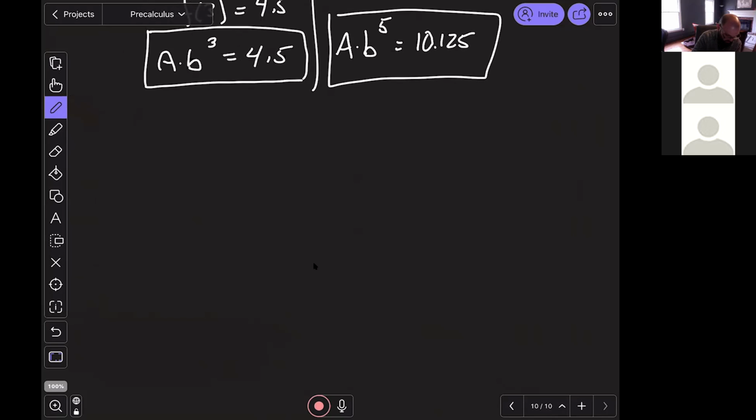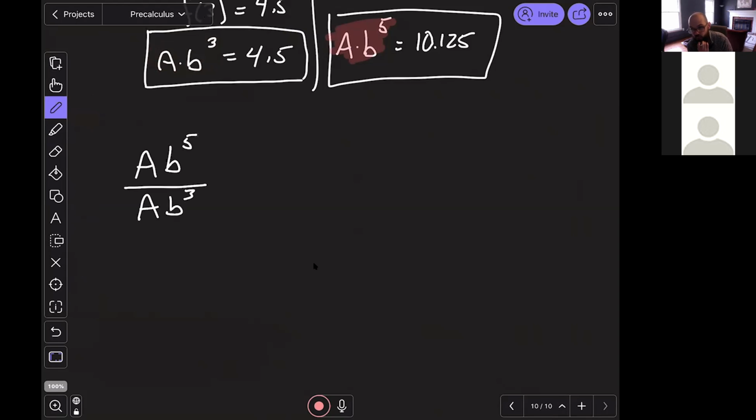The first thing I'm going to do is look at the side of the equations that has our variables in it, and I want to divide these two. By dividing them, some nice stuff is going to happen. I'm going to be able to cancel my A's, and then my B's are going to be combined using exponent rules. So I'm going to write A B to the 5th divided by A B cubed.